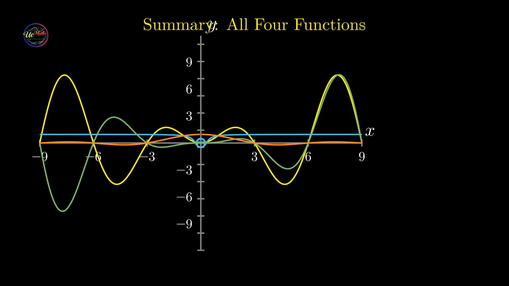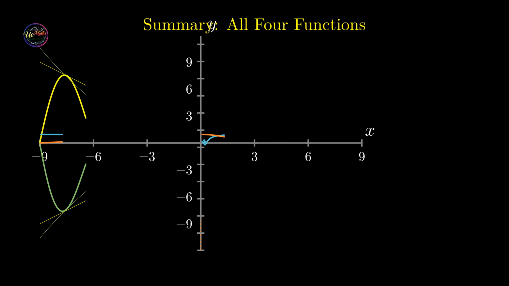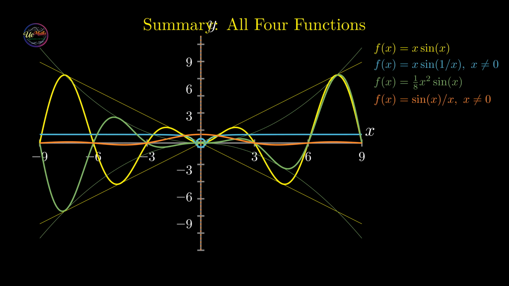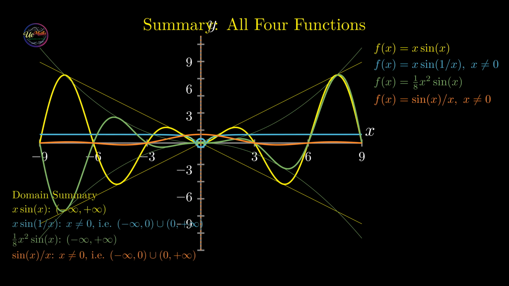Now let us compare all four functions together on the same graph. Observation 1. Domain. f of x equals x times sine of x has domain all real numbers, because both x and sine of x are defined everywhere. f of x equals x times sine of 1 over x has domain all real numbers except x equals 0. Because the expression 1 over x is undefined at x equals 0.